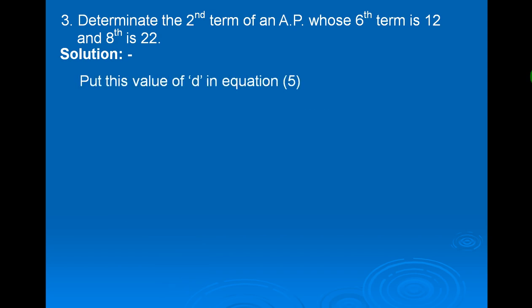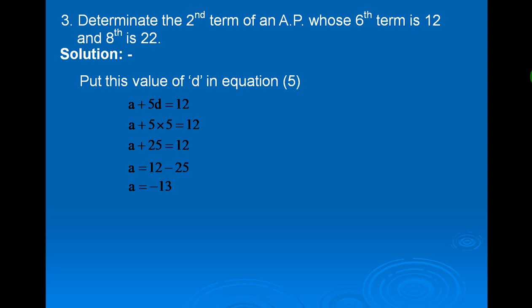Put this value of d in equation number 5. We get a plus 5d is equal to 12. Therefore, a plus 5 into 5 is equal to 12. 5 into 5 becomes 25. Therefore a plus 25 is equal to 12, or a is equal to 12 minus 25. This is equal to minus 13. That is, a is equal to minus 13.